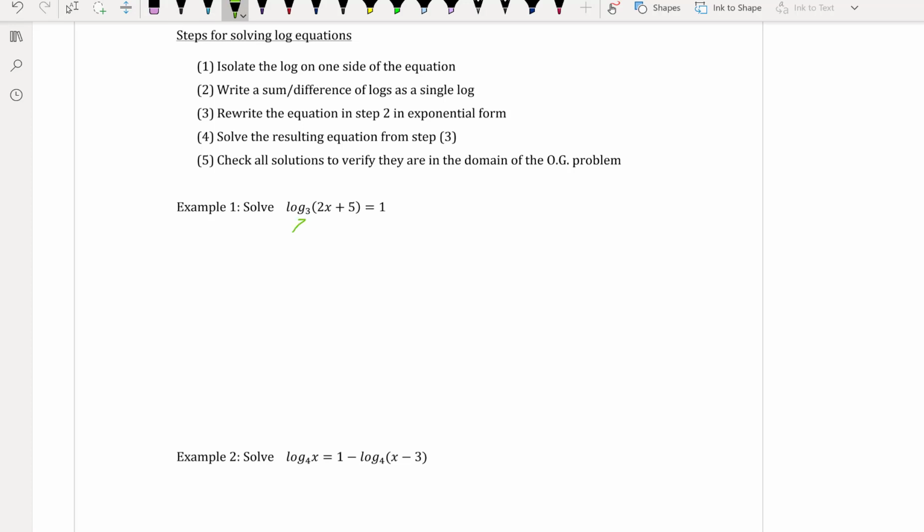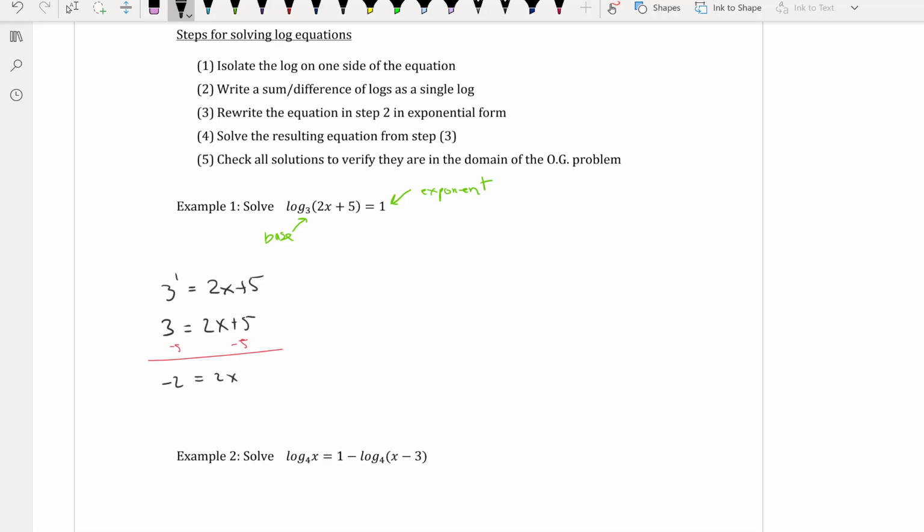So we have our base, that's 3, and we also have our exponent, that's 1. So what I have is 3 to the 1 power is equal to 2x plus 5. Really, 3 to the 1 power is just 3, so I have 3 equals 2x plus 5. So I am going to subtract 5 from both sides. Now I have 3 minus 5, which gives me negative 2 is equal to 2x. So divide by 2, divide by 2, and I get that negative 1 is equal to x.